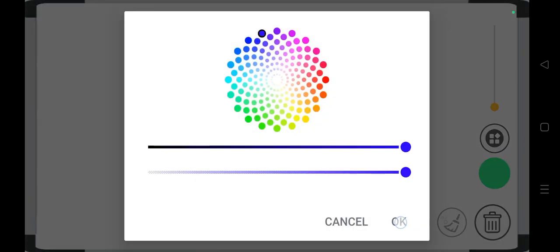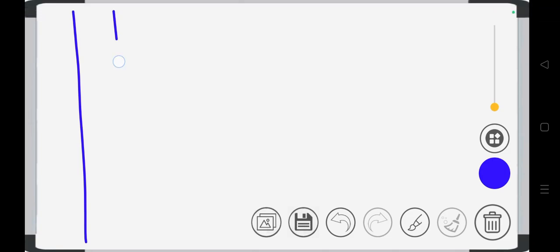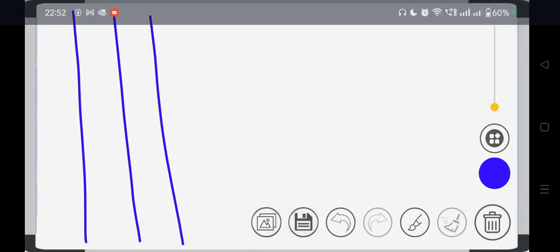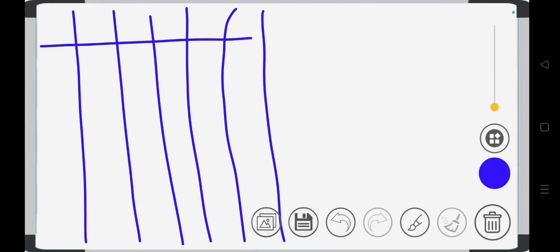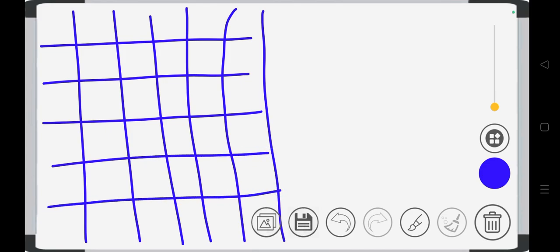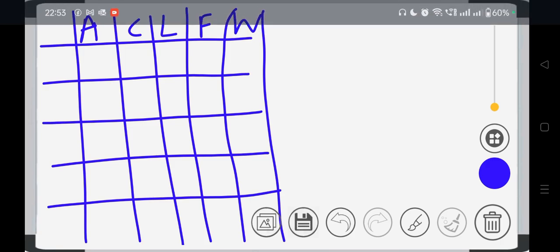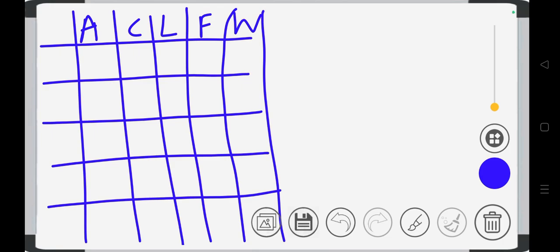So let's form the table again quickly. Okay, so here is A, C, L, F, W. Okay, so we went till, okay, so let's start from number 11, guys. 11, 12, 13, 14, 15. Okay, so number 11th was 1 0 1 1.